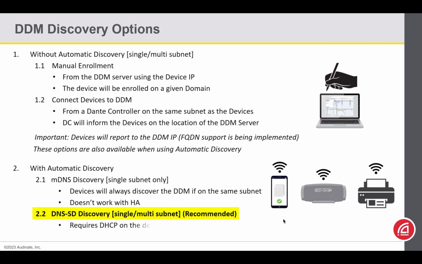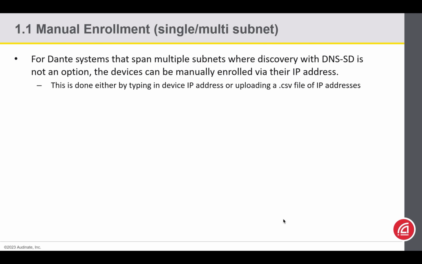DNS service discovery is compatible with, but not dependent on, mDNS. This option will also require using a DHCP server to assign addresses and DNS server information to devices, along with DNS SRV records in the DNS server for DDM discovery. Let's review this in detail. We'll also do some live demos to reinforce these concepts.